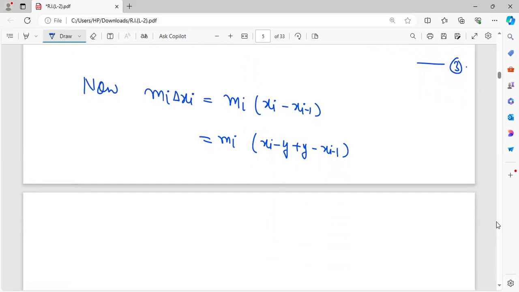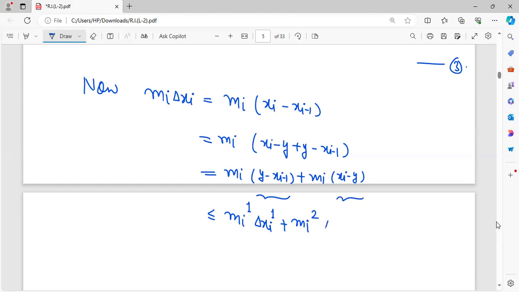I can write this m_i (y − x_{i−1}) + m_i x_{i−1}. Okay. But small m_i is less than M_i on this interval x_{i−1} to y. So I am calling this difference Δx_i1, and this difference Δx_i2. So what we have? m_i Δx_i is less than M_i1 Δx_i1 plus M_i2 Δx_i2.